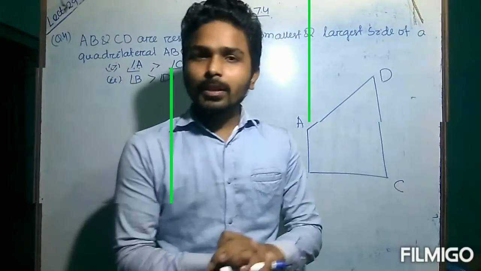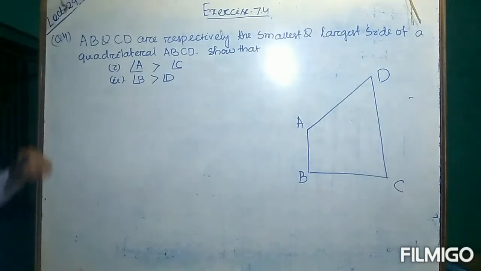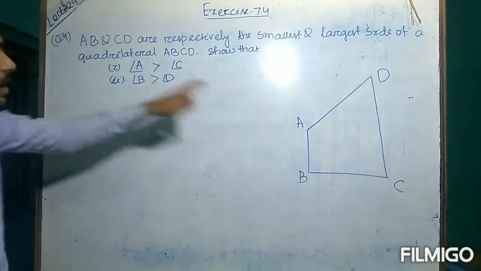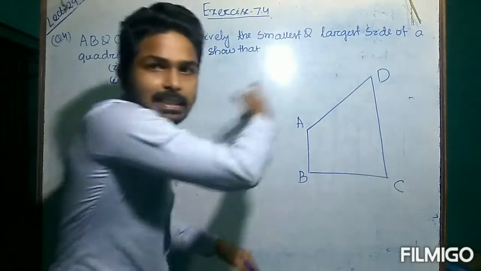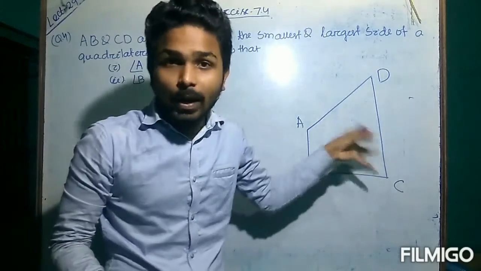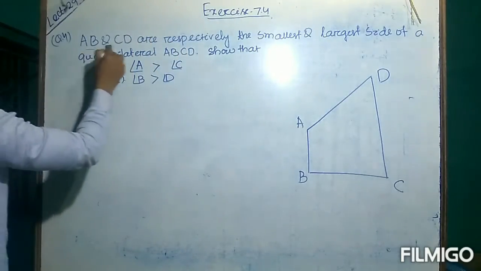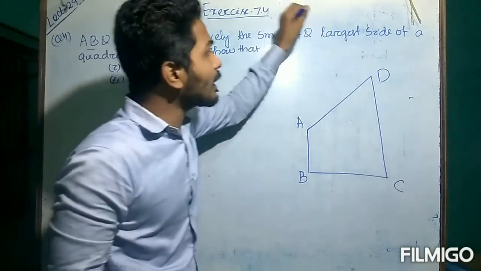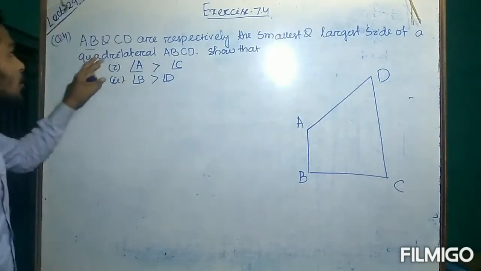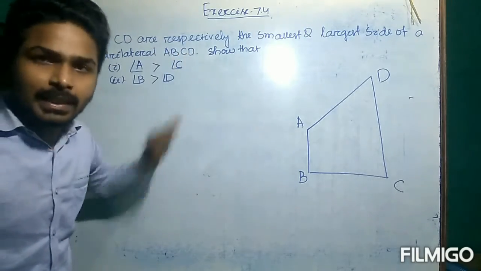So let's understand question number 4. In the given figure, ABCD is a quadrilateral, right? It has 4 sides. AB and CD are respectively the smallest and the largest side of the quadrilateral ABCD.